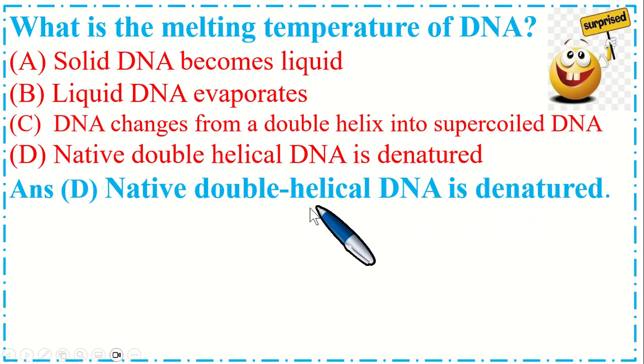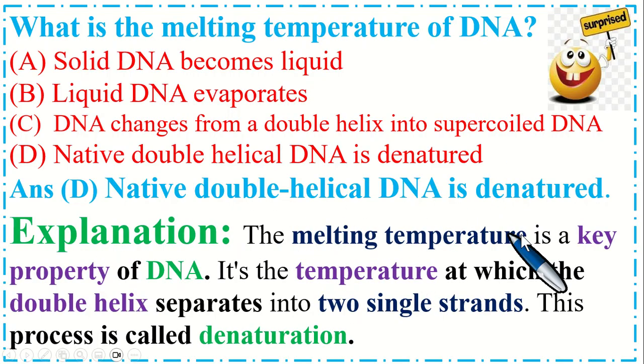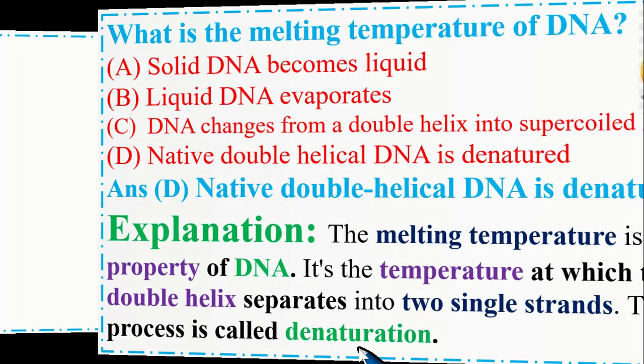So explanation is, the melting temperature is the key property of DNA. It's the temperature at which the double helix separates into 2 single strands. This process is called denaturation.